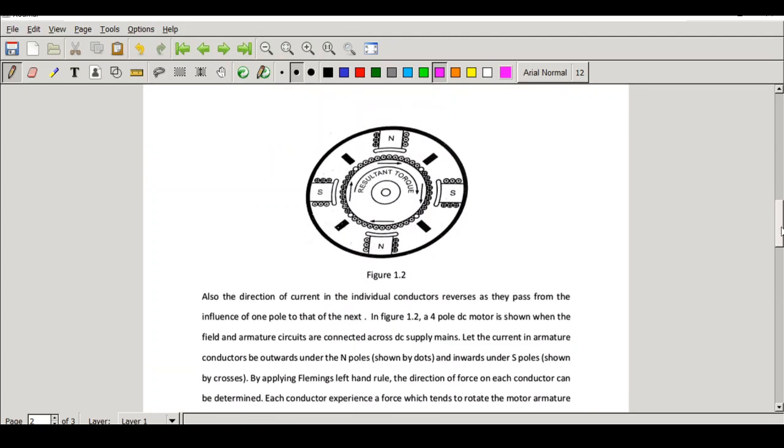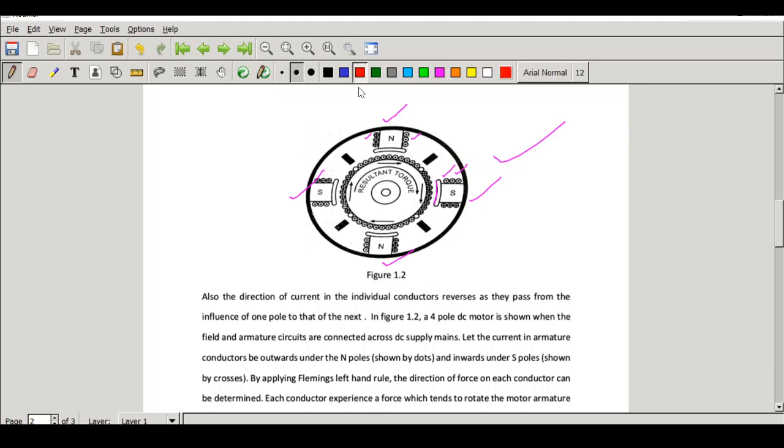Just see here. This is actually the cross-sectional view of a DC motor. Now here you can see how many poles are there. You can see there are 4 poles: north, south, north, south. So these are the poles. And what is this? You call it pole shoes. And here you can see the conductors. These are the field winding conductors, that is very important.